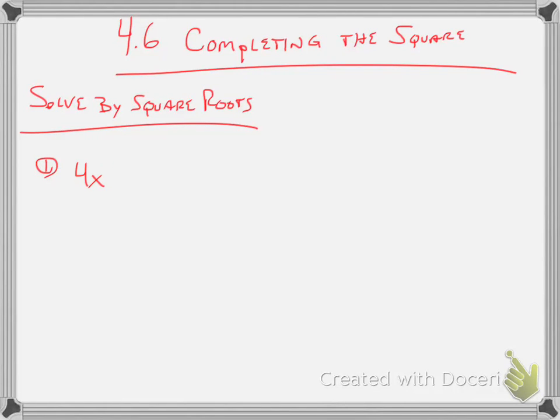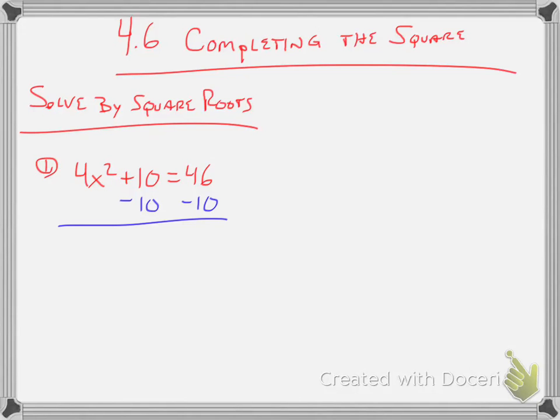Okay, so for this first one, we're going to solve by square roots, and you can only solve this way if there's only an x squared term and no x term. If there's an x squared term and an x term, you will not be able to solve this way. But in this case, I only have an x squared term. So what I can do is try to get that x squared term by itself.